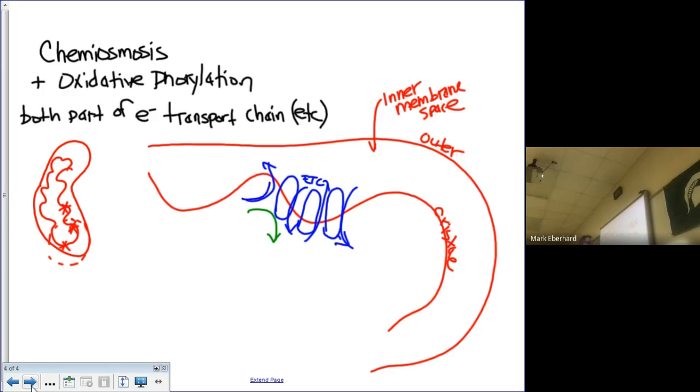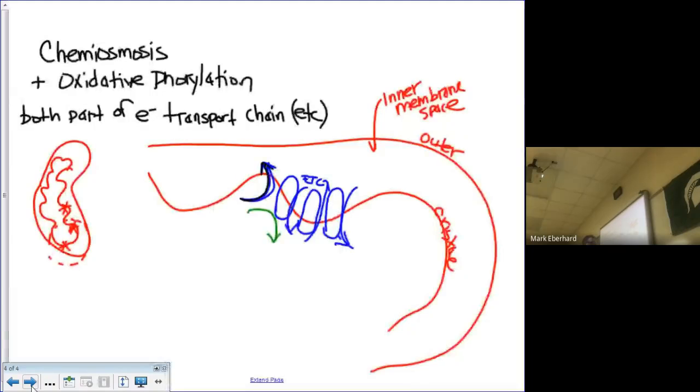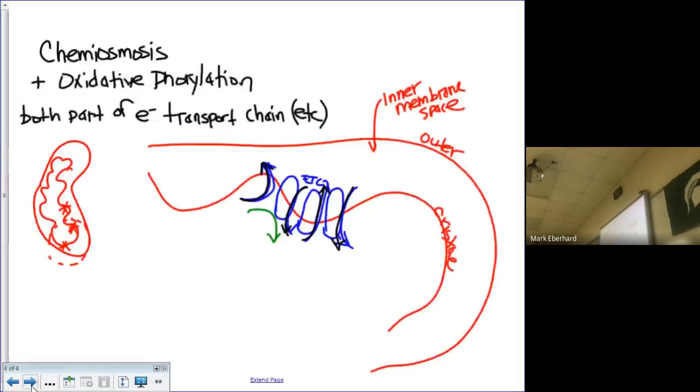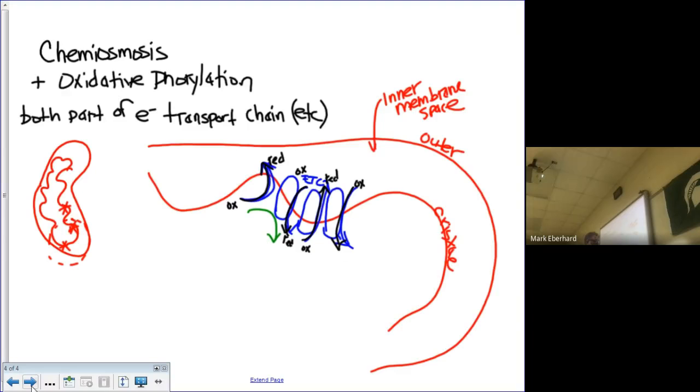So I'm just putting some arrows in. I probably should use a different color here. Those arrows are representing redox reactions, oxidation, reduction, oxidation, reduction. So we have an oxidation, we have a reduction, and again oxidation, reduction, oxidation, reduction.